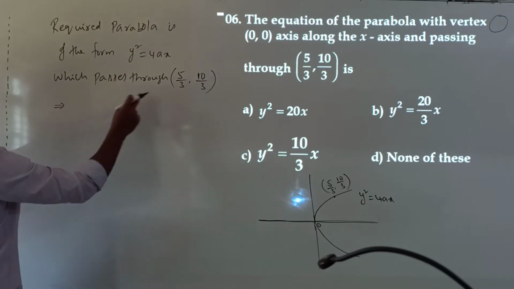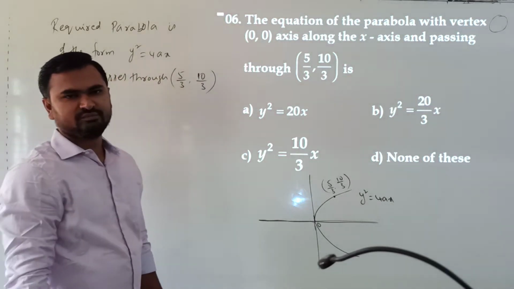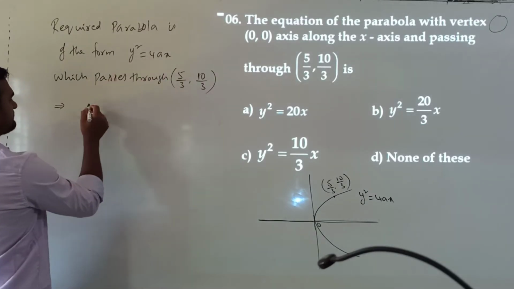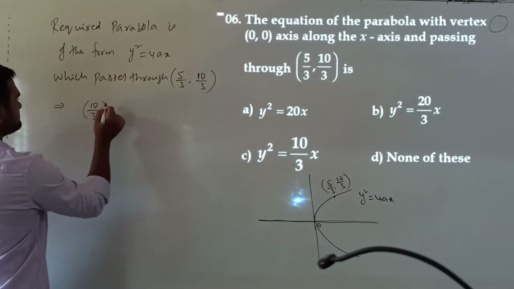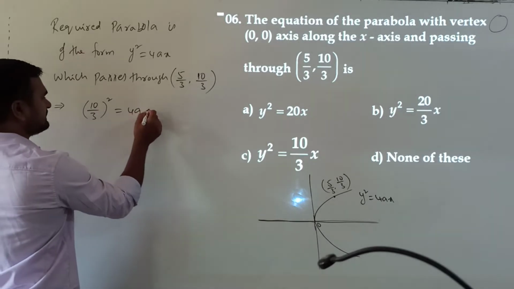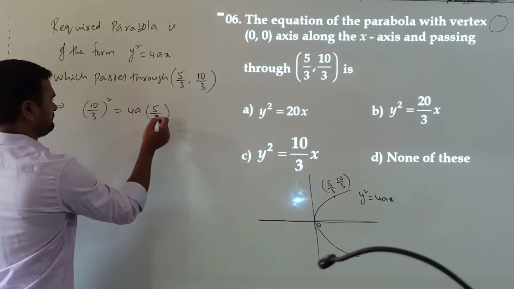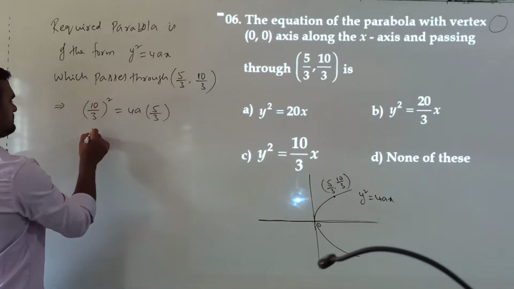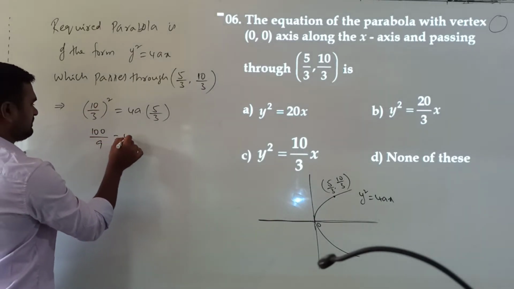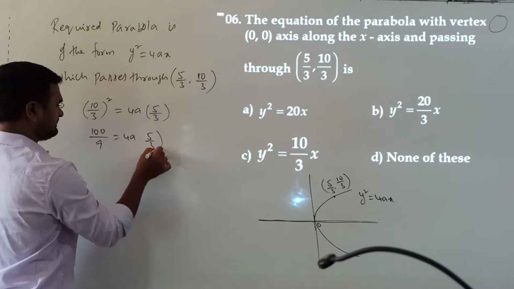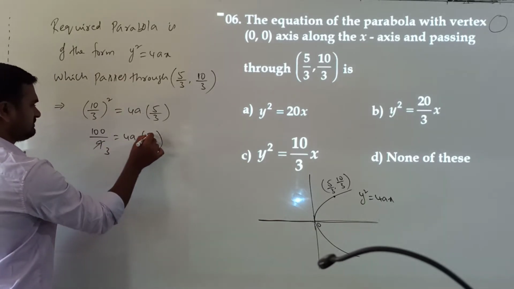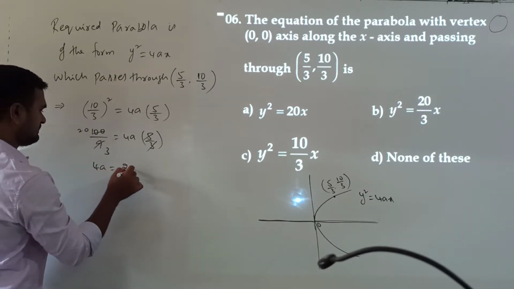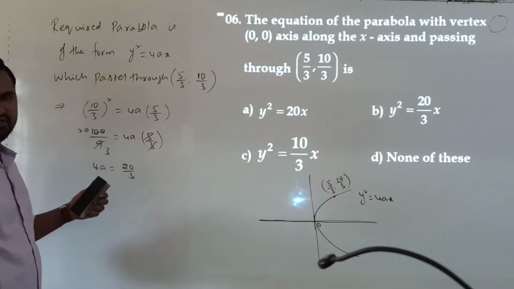So the parabola is passing through the point, which means the point must satisfy the parabola. So let's substitute: y square, 10 by 3 whole square, equal to 4a into x, 5 by 3. Now solving this we can find the 4a value. So 100 by 9 equals 4a into 5 by 3. 3 we can cancel, 5 we can cancel 20 times. So 4a value is 20 by 3.